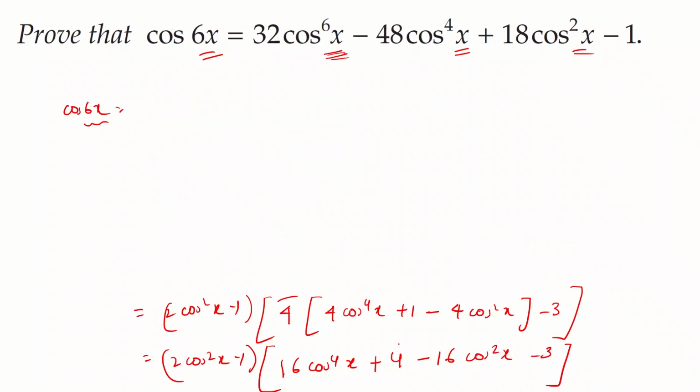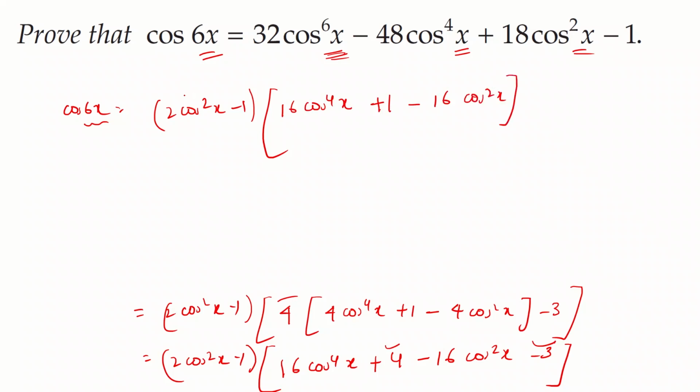Okay, so 4 minus 3 gives you a plus 1. So let's keep everything as it is for now. 2 cos square x minus 1 times 16 cos to the power of 4x plus 4 minus 3, which is plus 1, minus 16 cos square x, and then we just multiply these two quantities.